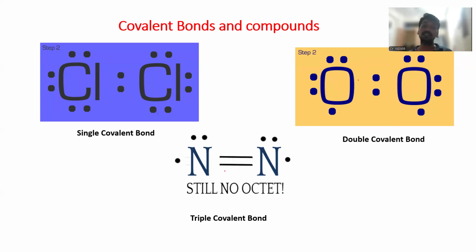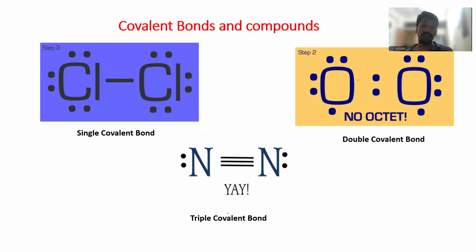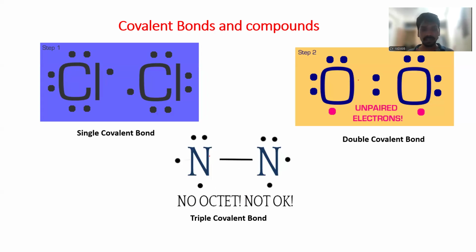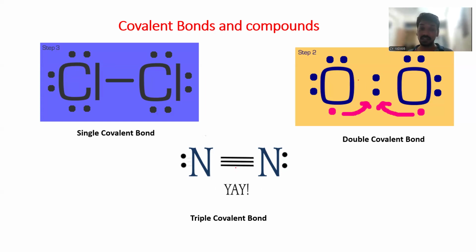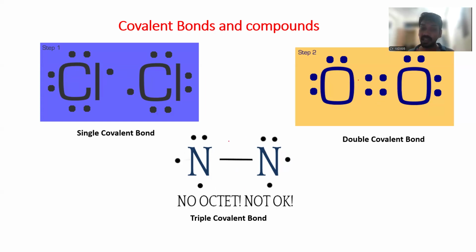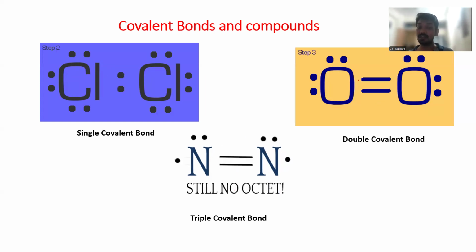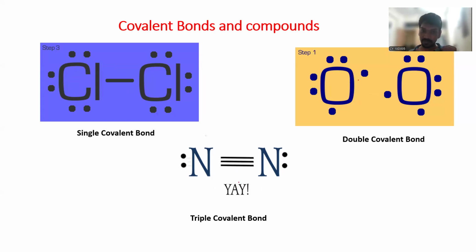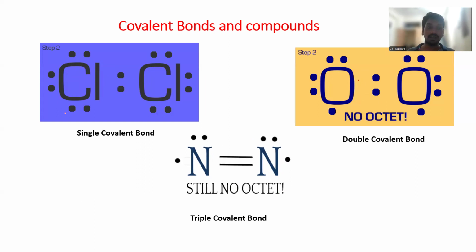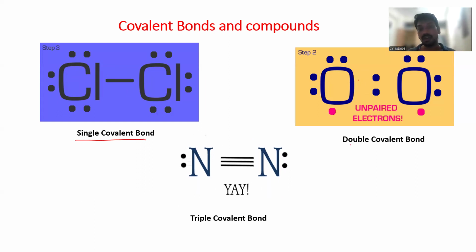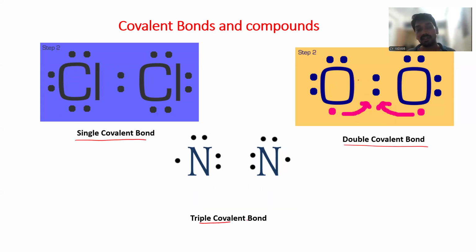Now we will see the nitrogen molecule, which has a triple covalent bond. Here you can see that the first bond is formed, but still not an octet. Second bond, still not okay. Then the third covalent bond. So they form the triple covalent bond structure of nitrogen, and it is a stable octet. So this slide consists of single covalent bond, double covalent bond, and triple covalent bond.